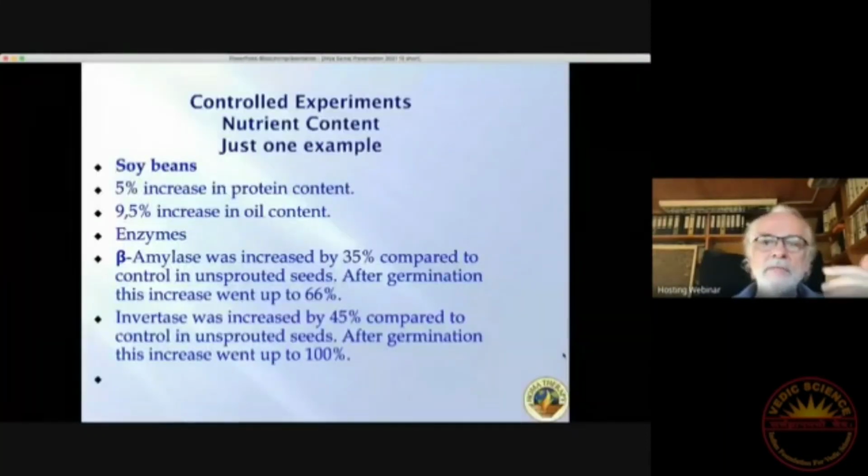Now again, these are a few results from the research done in Harvard University. Just one example: soybeans. They had 5% increase in protein, 9.5% increase in oil content, and also increase in all the enzymes.